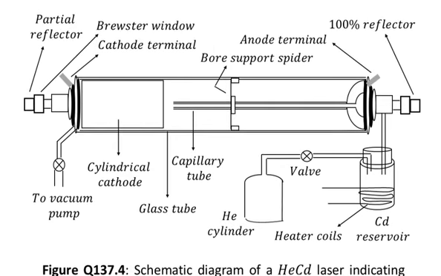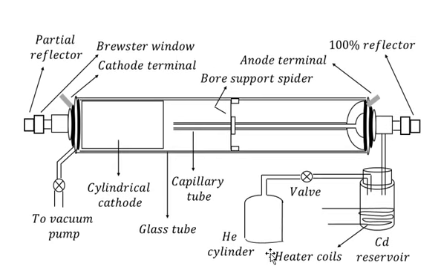So let's see the main components of the laser cavity. You see that the helium cylinder and the cadmium reservoir are connected through these, which are heated and then fed through a narrow tube to the laser cavity. This is the capillary tube, where the lasing action takes place. This is the overall glass tube. This is the cylindrical cathode. Cathode is in the form of a cylinder.